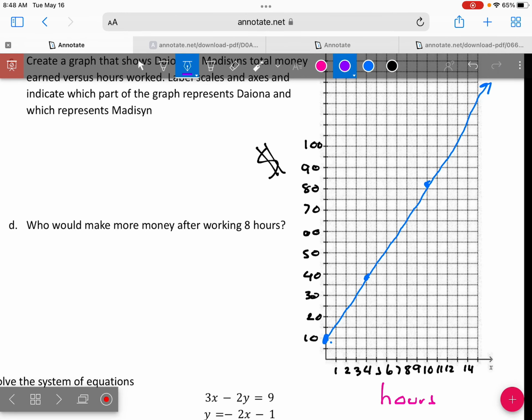Diana's is significantly easier to see. She starts at 0 because Kroger doesn't give you a bonus for showing up. If you show up and then walk out the door, you get no money. And then she gets $8 an hour. So at 10 hours, she's right at, that's not 10, that's 11, right at 80. So she looks kind of like this.